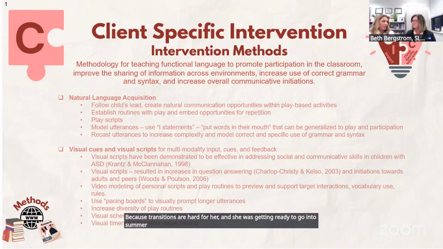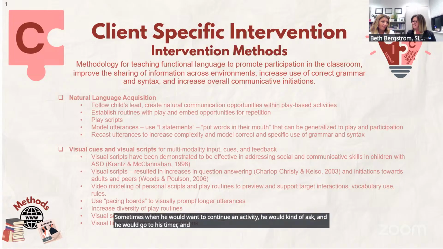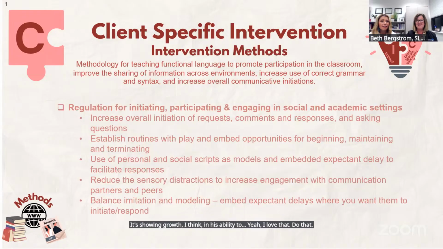We're like, oh, it's just an app. And he responds so well. He actually got so used to it that sometimes when he wanted to continue an activity, he would ask and go to his timer, and we would add a few more minutes. I love that. That was really good. It's showing growth, I think, in his ability to do that.